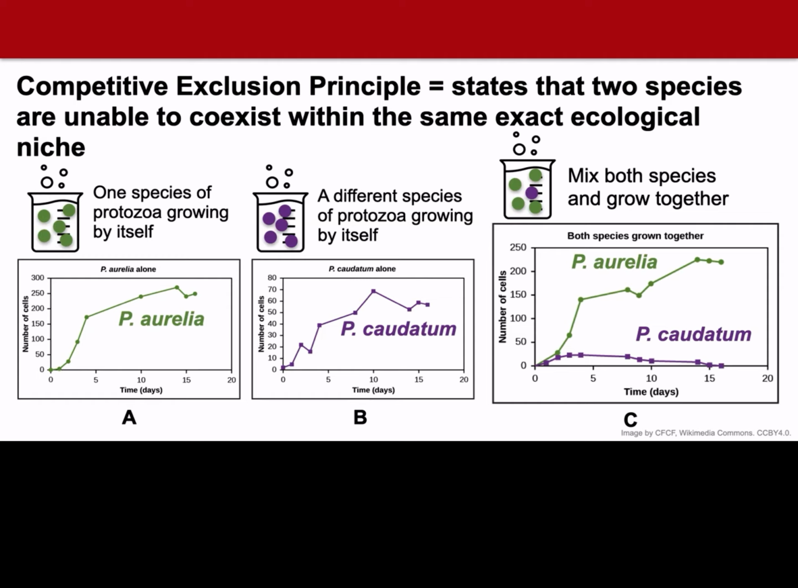However, when these two species are mixed together and placed in the same beaker to grow together, P. aurelia outcompetes P. caudatum for food, which leads to P. caudatum going extinct in the beaker, while P. aurelia population increases and thrives.